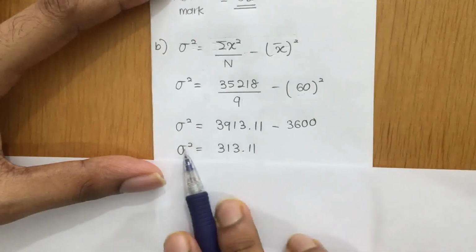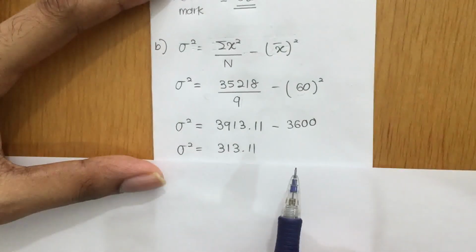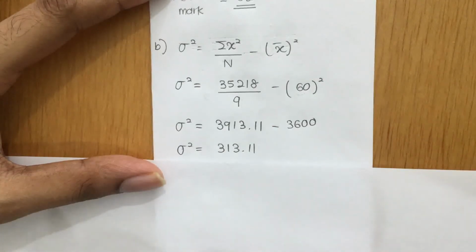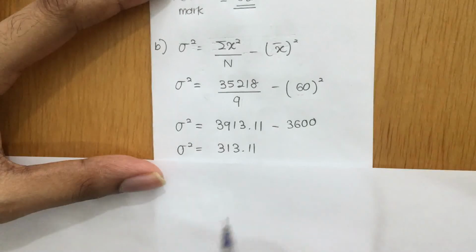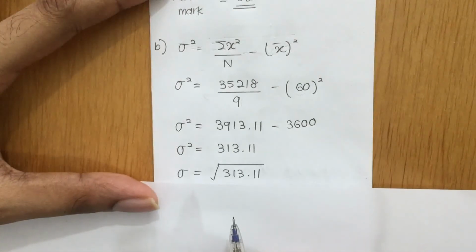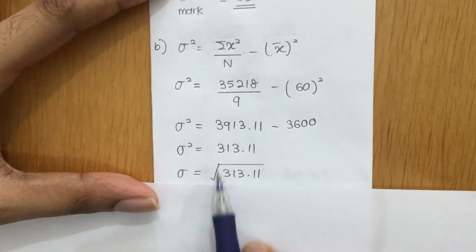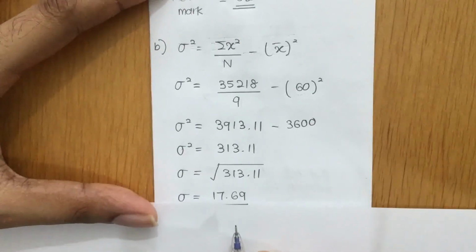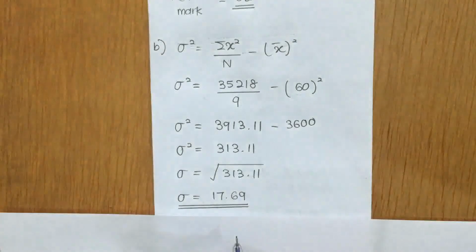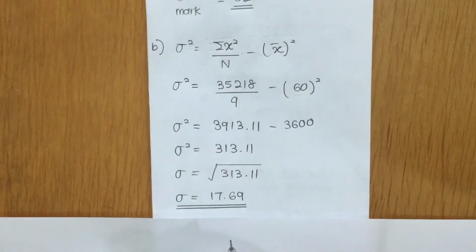But this is not your final answer. The question requires us to find the standard deviation. So in order to find the standard deviation, you need to square root the variance value. To find sigma, you square root the variance. So square root of 313.11. From here you should get your sigma value is equal to 17.69. So this is your final answer, guys.